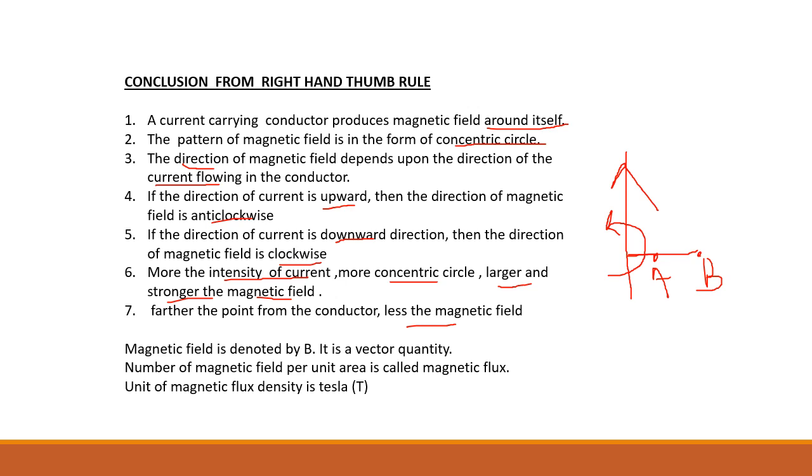Now some important things: the magnetic field is denoted by B and it is a vector quantity. Vector quantity means it has a direction. It originates from the north pole and enters into the south pole, here also clockwise or anti-clockwise. The number of magnetic field lines per unit area is called magnetic flux density, and the unit of magnetic flux intensity is Tesla, which is denoted by T.